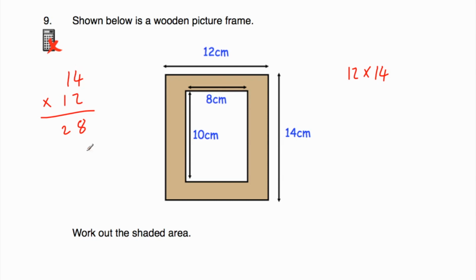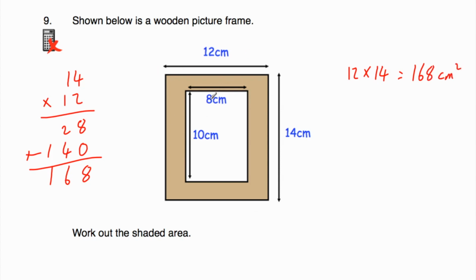Then we're going to do 10 times 14, so put our 0 down. 1 times 4 is 4, and 1 times 1 is 1, so that would be 140. And then adding them together will tell us 12 times 14. So 8 plus 0 is 8, 2 plus 4 is 6, and then 1. So the area of the whole photo frame would be 168 centimeters squared. So that's the area for the whole thing.